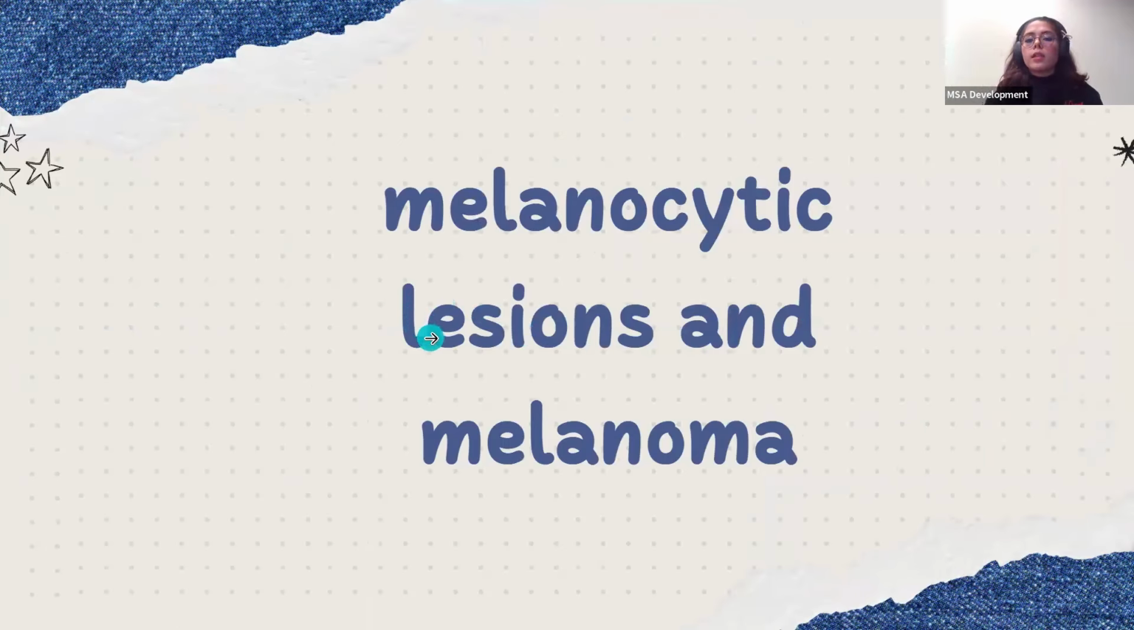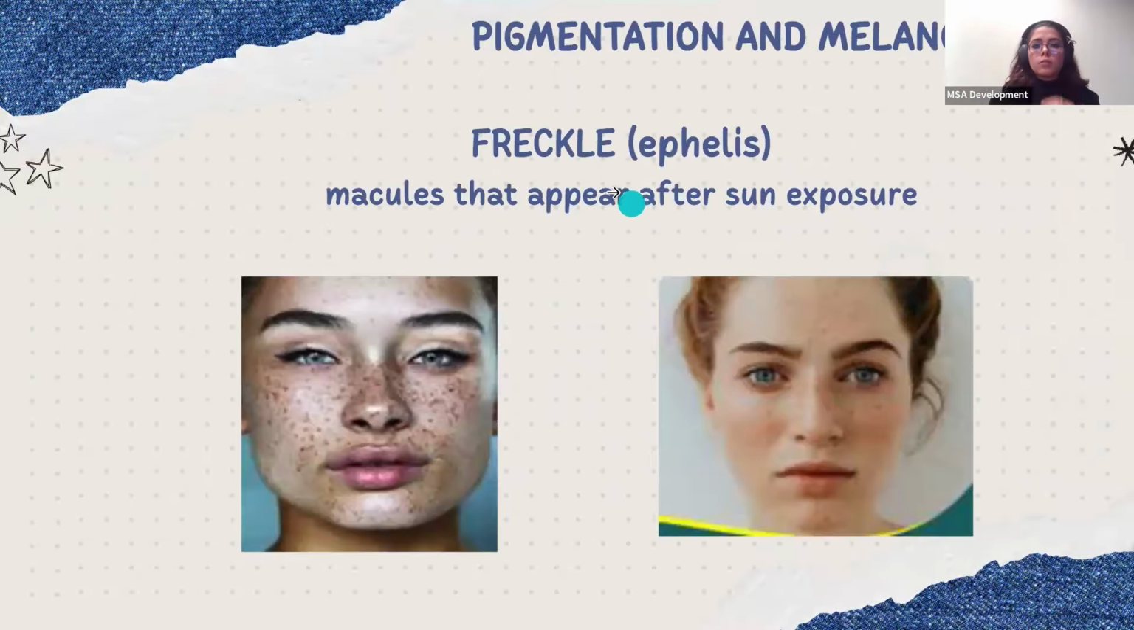Finally, we move into something that's a bit more interesting, which is melanocytic lesions and melanoma. Melanocytic lesions and melanoma is basically a disorder of the melanocytes. It's not usually something to be that worried about, but for melanoma specifically, you really need to be careful. You need to get it taken out immediately.